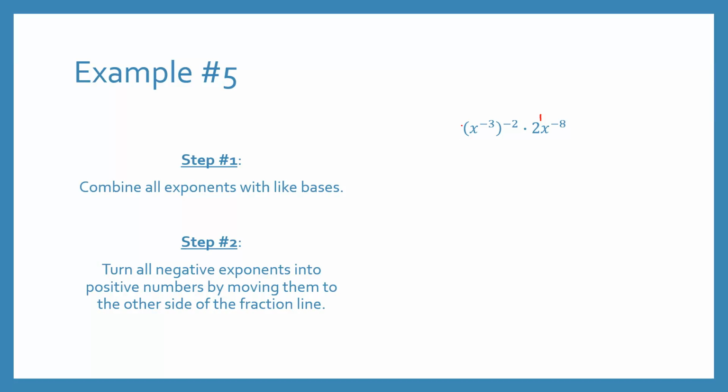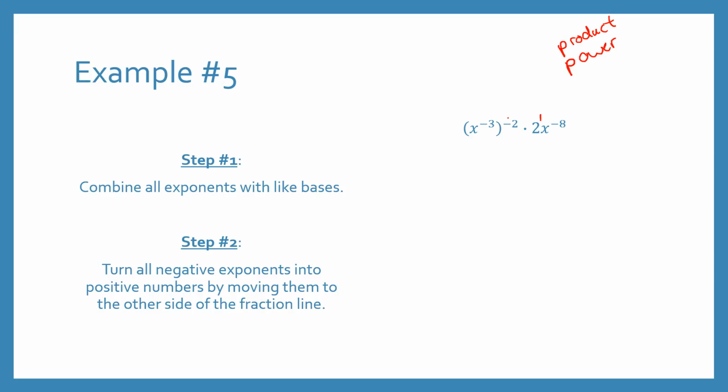Now I see the power rule, and I see the product rule. So I've got a couple rules, and then I also see some negative exponents here. So I've got quite a few things that I need to do first. But remember, try to leave the negative exponents until the very end. Simplify as much as possible and then work on the negative exponents.